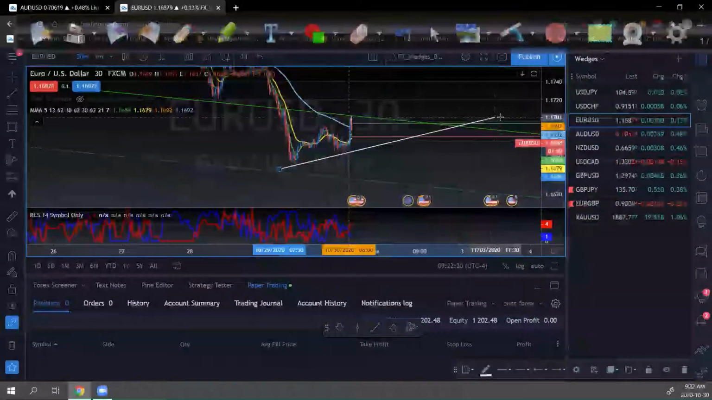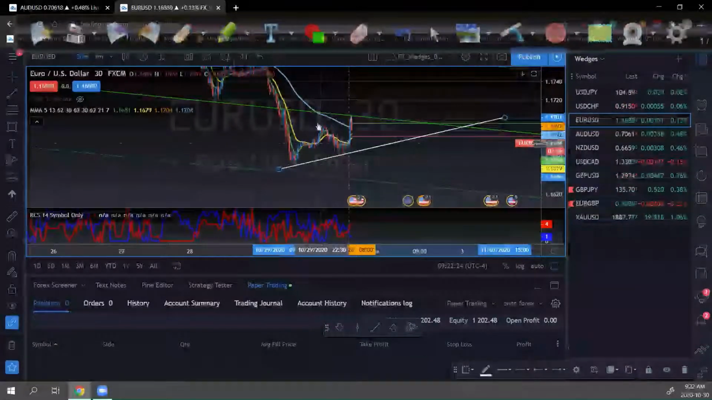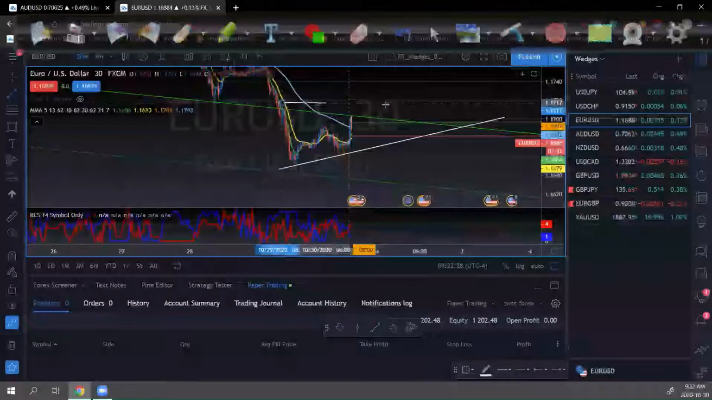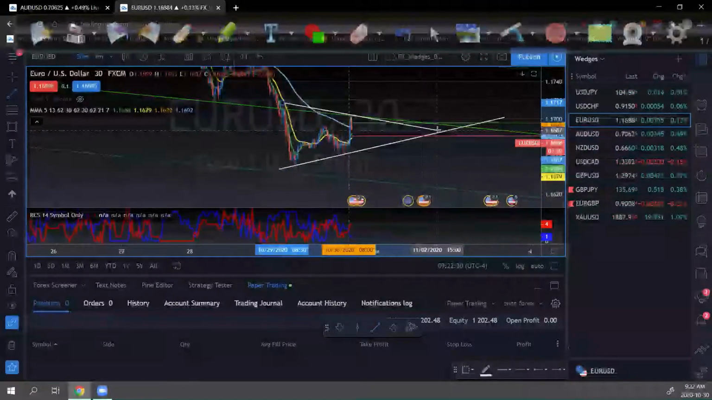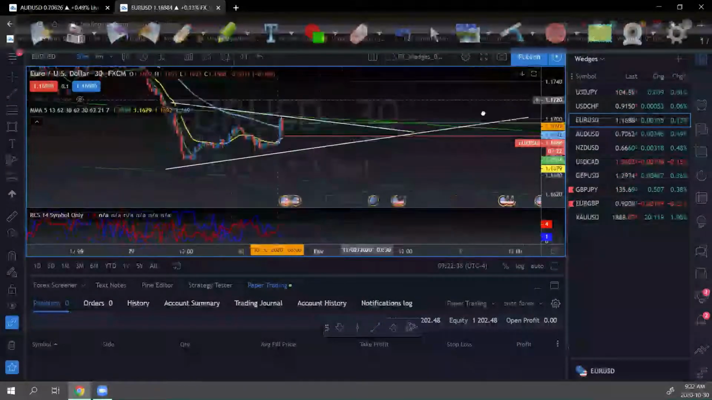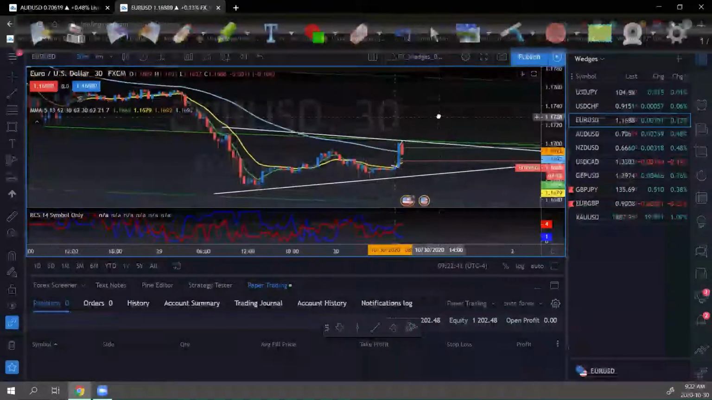Too powerful. So these 30-minute wicks are very, very powerful. That holds a lot of weight. A 30-minute wick is more powerful than a 5-minute or a 1-minute wick. It's going to hold more weight over time.